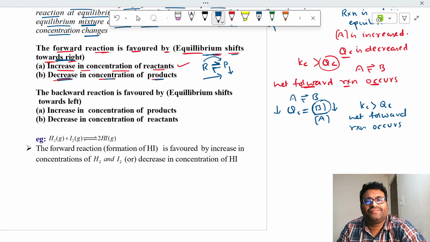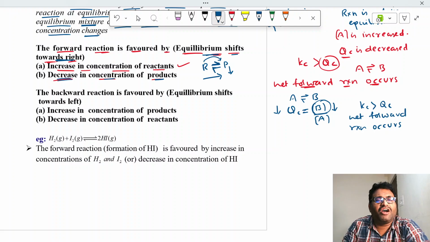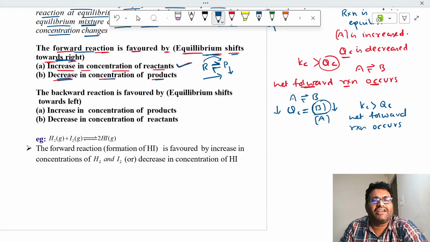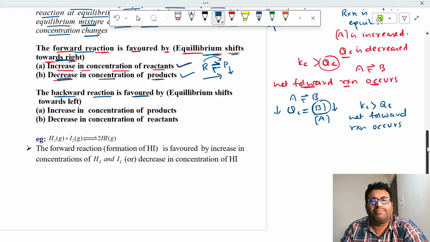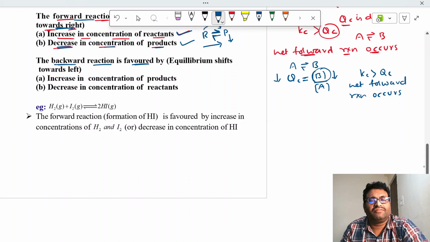Understood? So, two things we need to remember. Forward reaction is favored by increase in the concentration of reactant and decrease in the concentration of the product. Backward reaction is favored by, that means the net backward reaction. So, let us see.